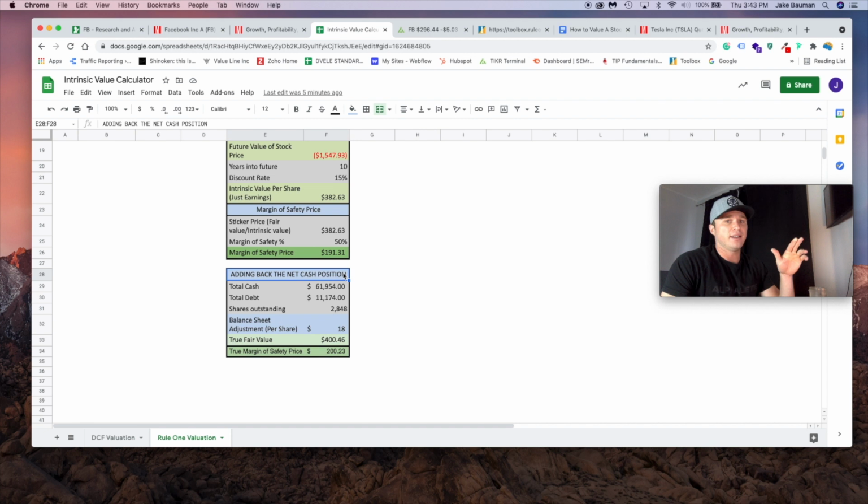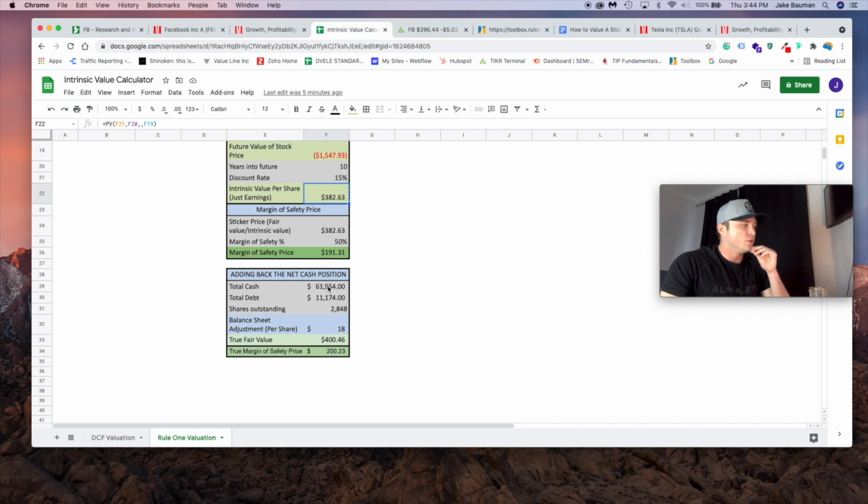Now, this is not in the Rule 1 book. I want to make that very clear. This is not Phil Town, but I think it's something to consider. I'm part of the message board on Corner of Berkshire and Fairfax, and I saw something really interesting. And this guy said the Phil Town valuation is great, but you should consider the cash and debt position. So once you figure out this number, the sticker price and the margin of safety, look at the cash and debt position and the shares, because that's going to impact the value on a per share basis as well.